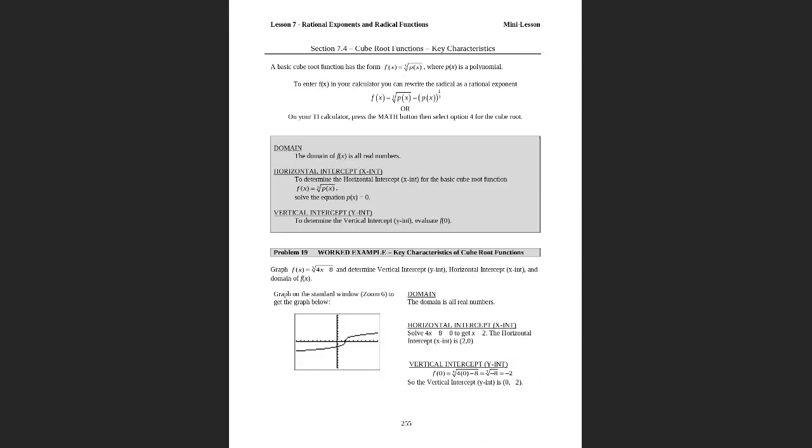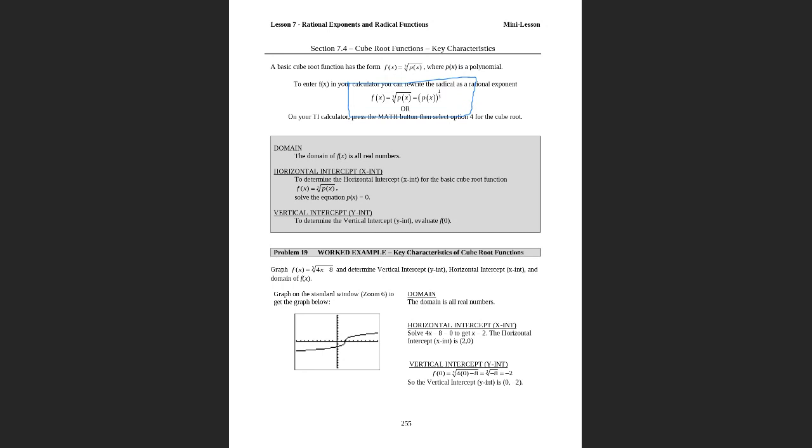Now, what about cube root functions? All right. For a cube root function, again, we've got a p of x under the cube root. This we explained in 7.1 and 7.2. For cube root functions, the domain of f of x is all real numbers.